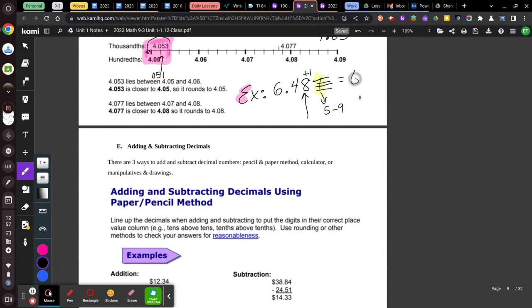So this is going to become 6.49. Okay, so the 7 is between 5 and 9. If that number is between 5 and 9, it's going to make the number in front of it add 1. If the number is between 0 and 4, it's going to do nothing to the number in front of it. It just cuts the other numbers off the end. It doesn't add 1 to the number, but it will add 1 if the number is between 5 and 9.